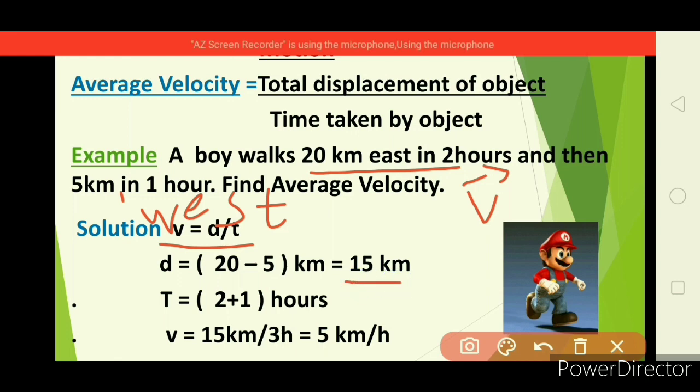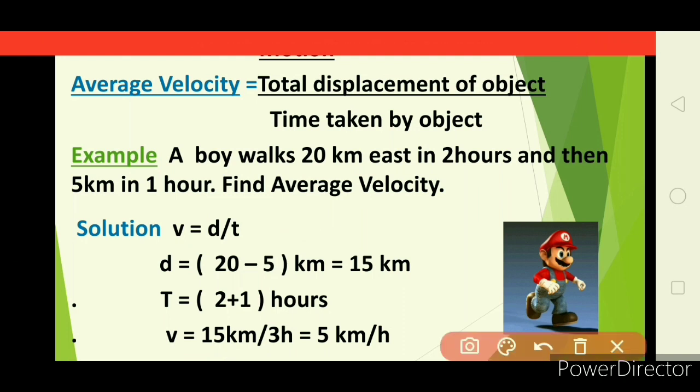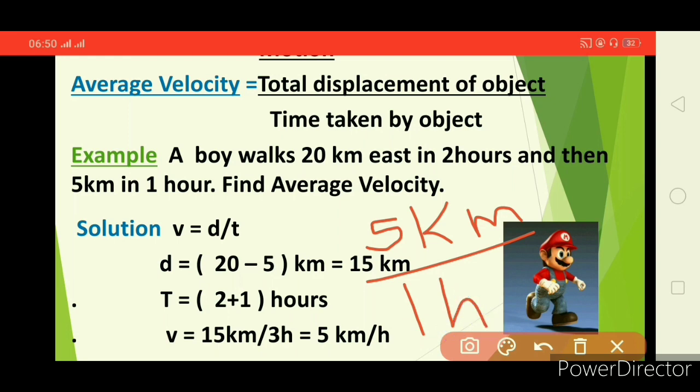We have time towards east 2, towards west 1. So total time equals 3 hours. So we put the value of displacement and time in the formula. So we get v equals 5 km per hour. That means in each interval of time the boy travels 5 km in 1 hour.